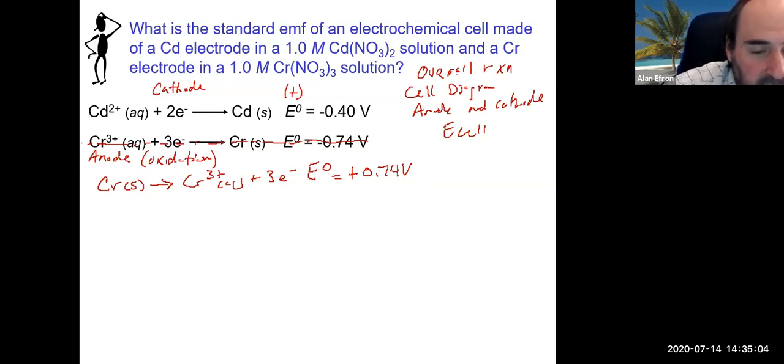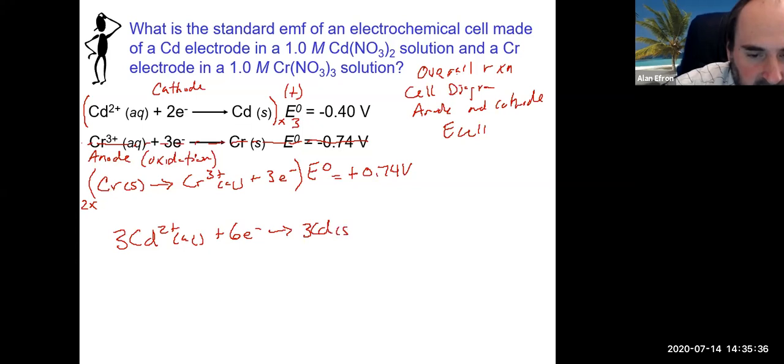We also need to multiply this top one by 3 to get the right number of electrons. We need to multiply the bottom one by 2 to get the right number of electrons in this one. The number of electrons we're shooting for is 6, right? So that they will cancel out. And if I do that, I'm just going to rewrite everything up on top. So 3 cadmium plus 6 electrons gives me 3 Cd solids.